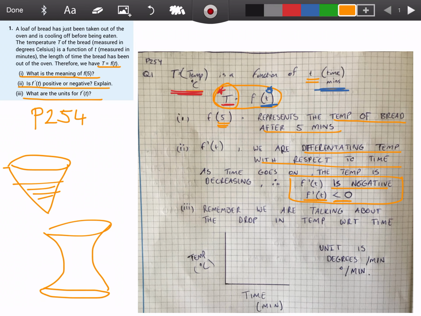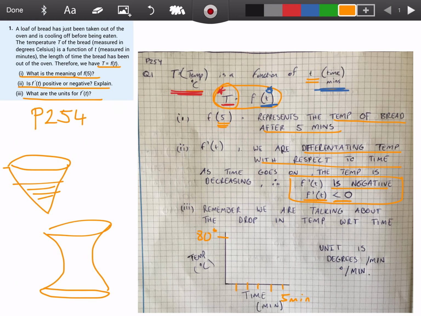Remember, we're talking about the drop in temperature with respect to time. We're talking about how the temperature changes after a certain amount of time. So I have a little graph drawn here, and we can imagine we start off with a temperature of 80 degrees, let's say, and we've got 1 minute, 2 minutes, 3 minutes, 4 minutes, 5 minutes, let's say, okay?